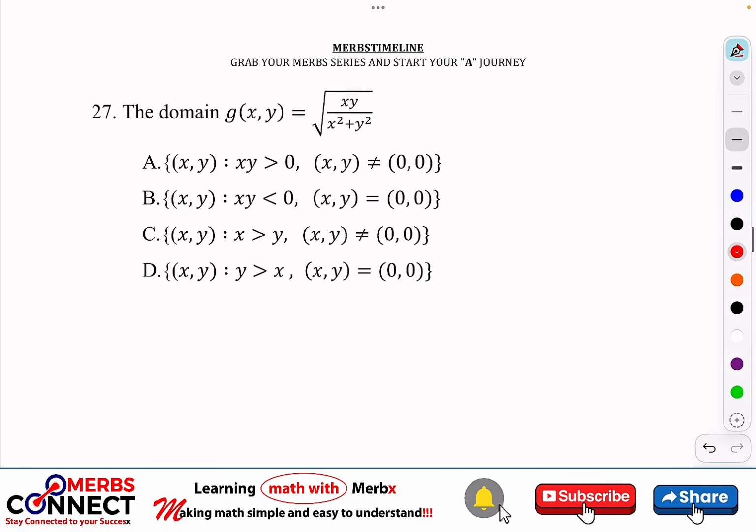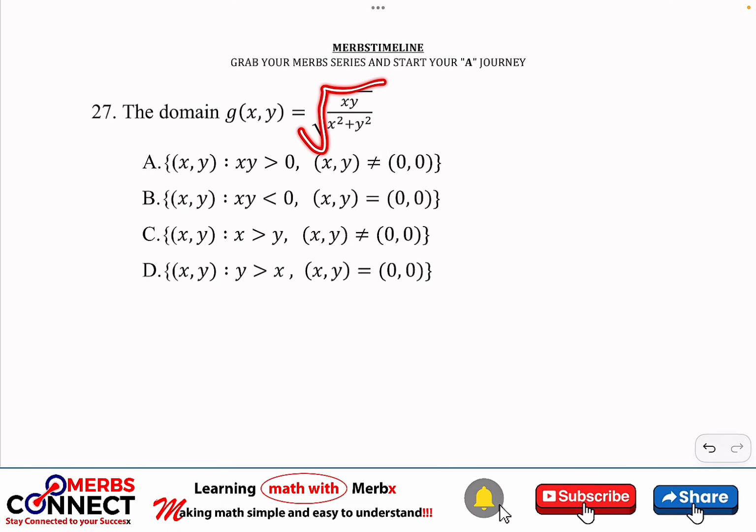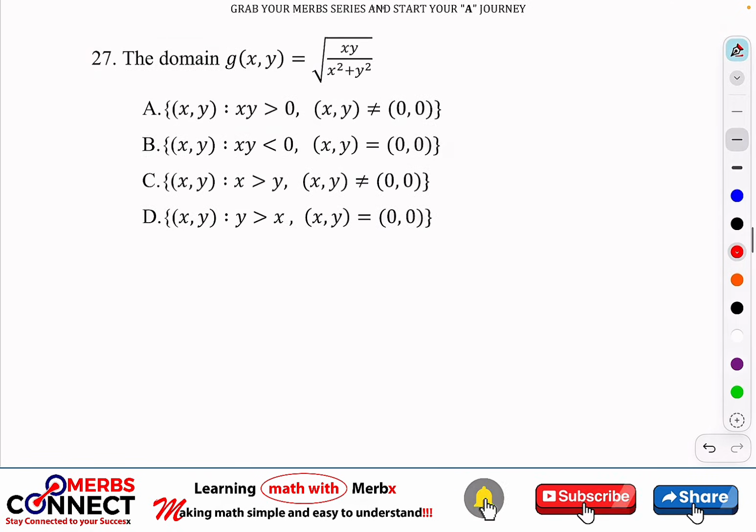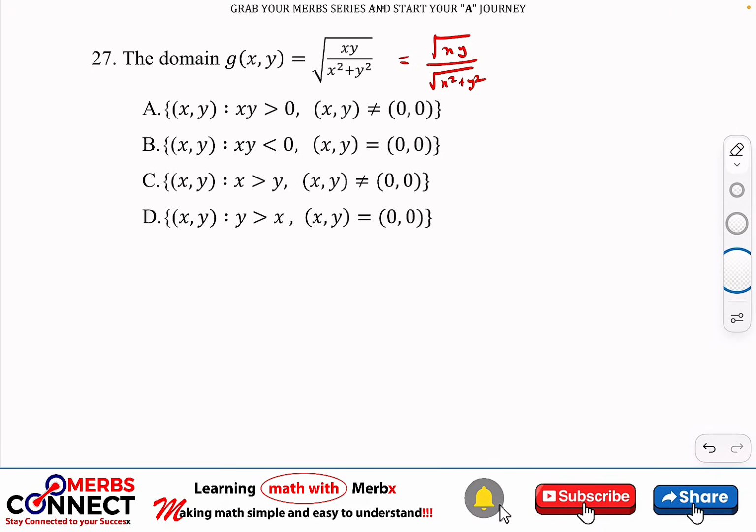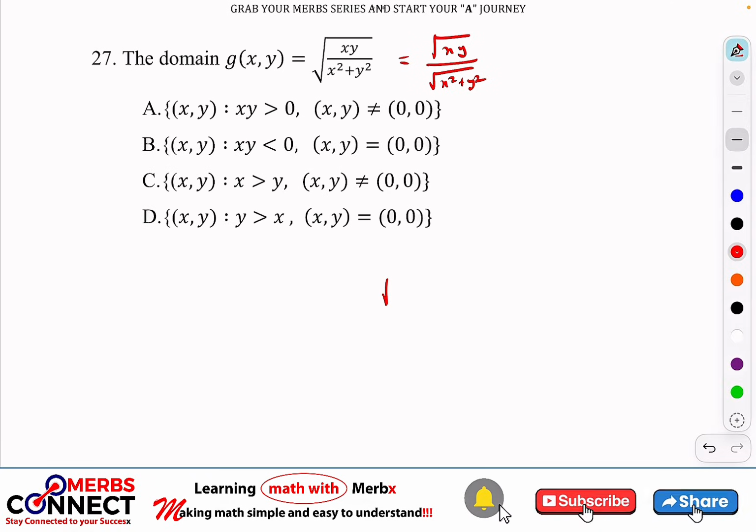Okay, great. Now, domain under the square root means that everything under the square root should be non-negative. So xy over x squared plus y squared should be greater than or equal to 0, right? But we need to do something to help us. I can write this one as square root of xy and also square root of x squared plus y squared. So when I do that, now I have the function as two terms. So now I can pick that down. Square root of x squared plus y squared means that x squared plus y squared should be greater than 0.